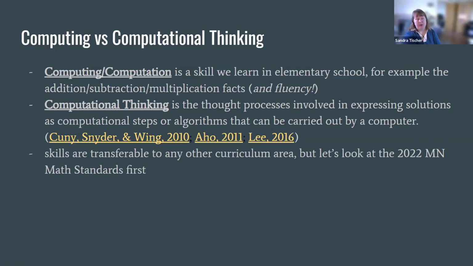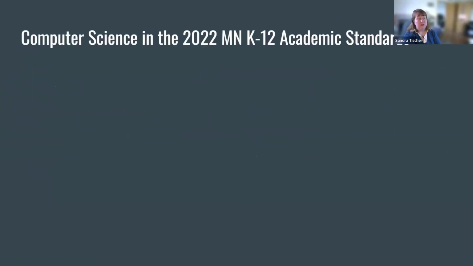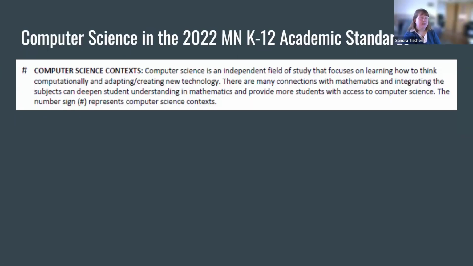All of those thought processes that are involved in computational thinking are transferable to any other curriculum area. But the soon to be, or not so soon to be, implemented 2022 math standards integrate computer science skills. Computer science context is what they called it: a field of study that focuses on learning how to think computationally. That's the computational thinking part. And then we also have the adapting and creating new technology part.